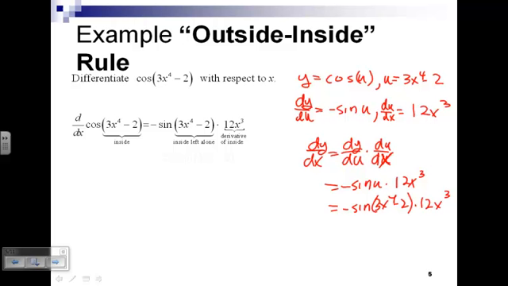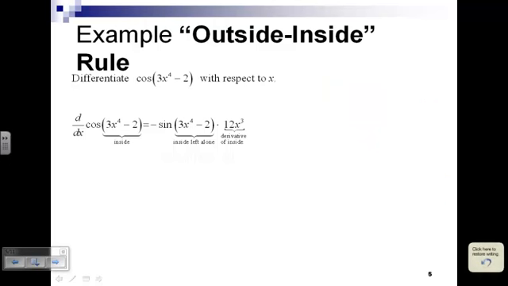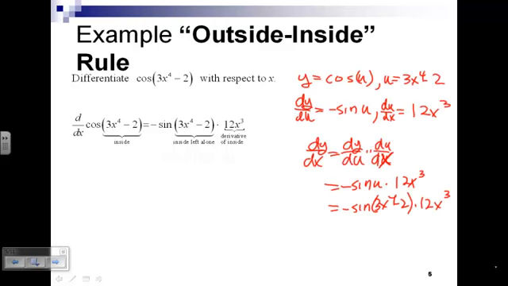Now, between way number one and way number two, which do you find easiest? Number one? Okay, I need you to be comfortable with both ways. And I especially want you to be comfortable with the idea that if I have dy/du and du/dx, I multiply them and I get dy/dx.